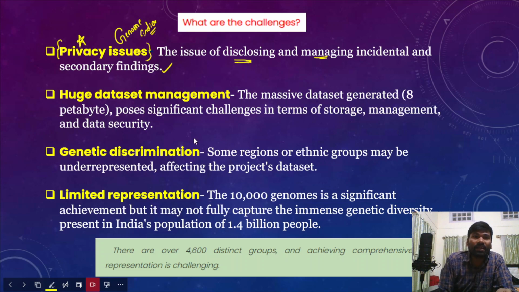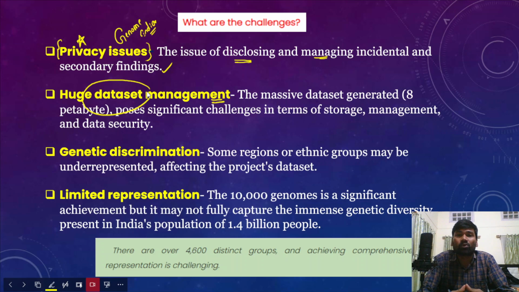And apart from that, huge data set management is often considered a very complex issue, particularly in India. Because yes, it is important that we bring in data driven, evidence based policy making, but the real challenge is how we maintain such huge amounts of data. The massive data set being generated amounts to around 8 petabytes.